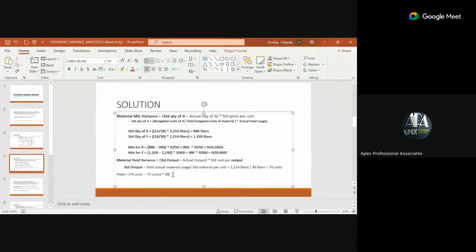8,400. So this is going to be 8,400 naira. And how much do we have? 16,800. Now, is this going to be favorable or adverse to us? It should definitely be adverse, because they gave you 2,214 liters of material, and they were expecting 74 units from you. But guess what? You were only able to produce 72. It shows you are not that efficient.